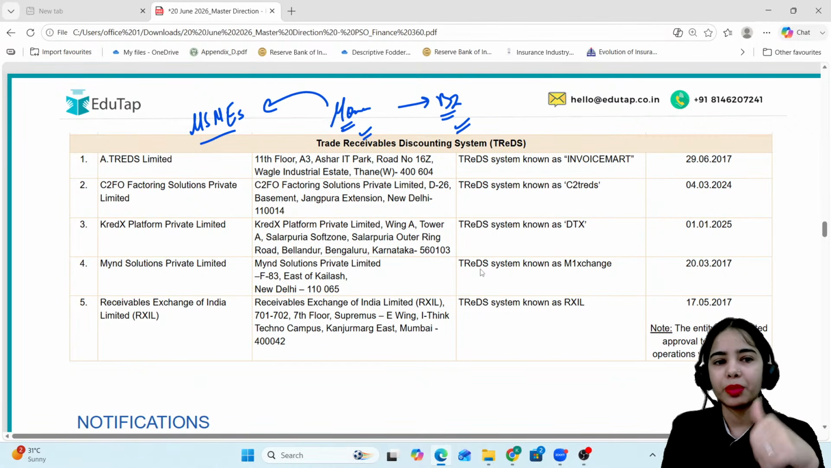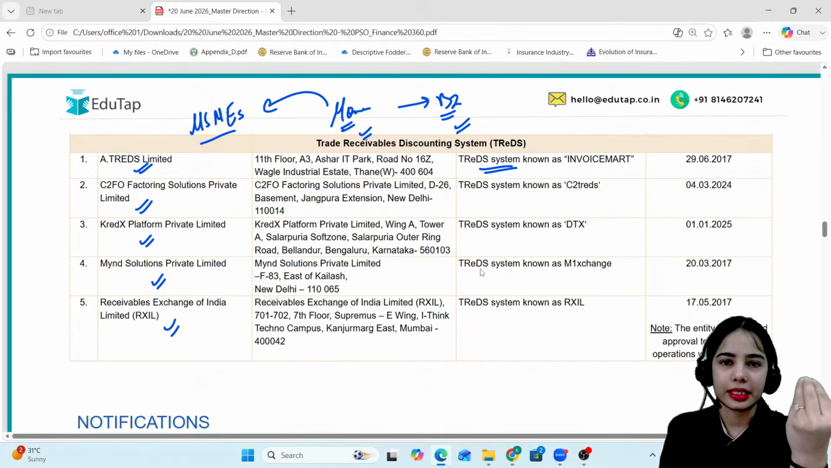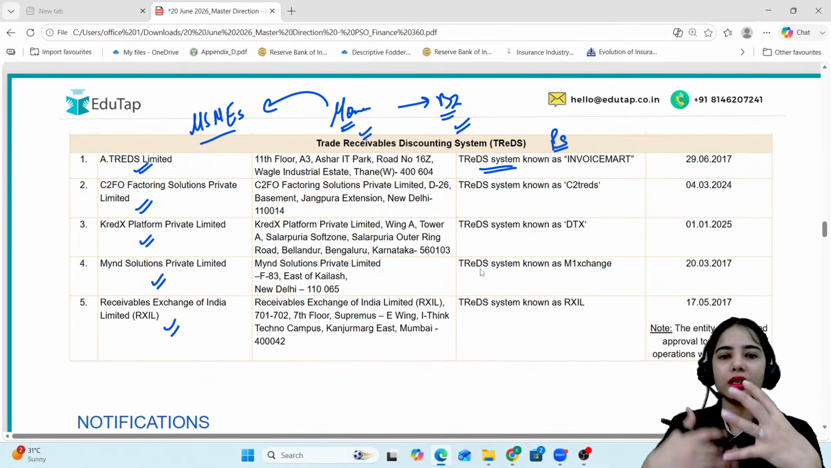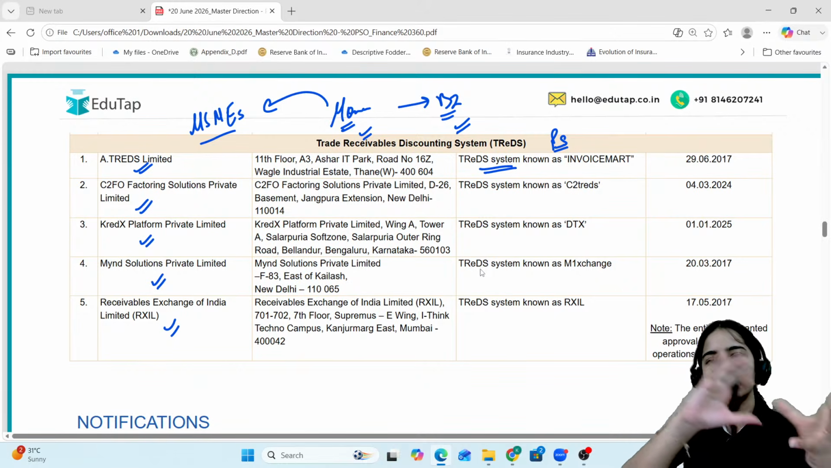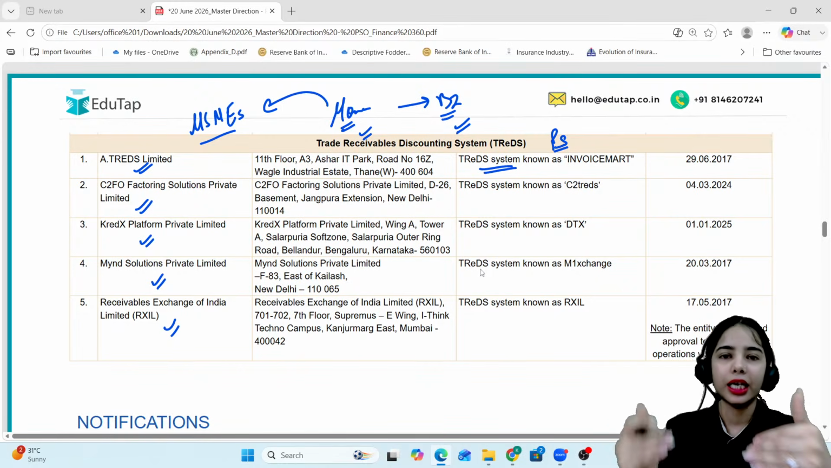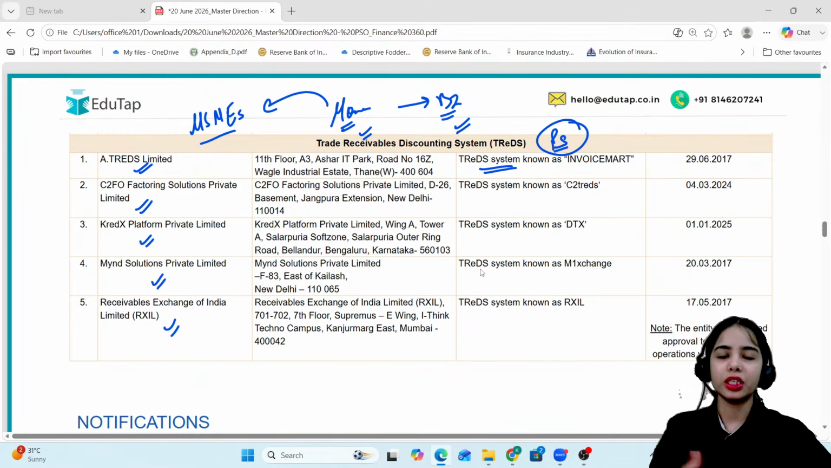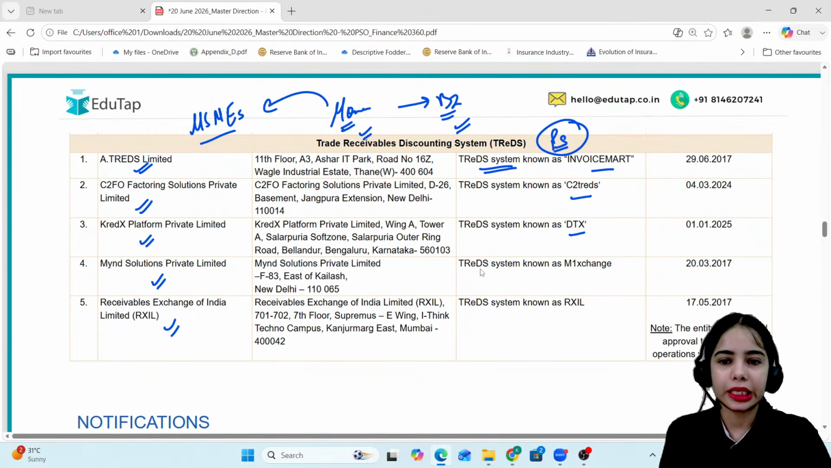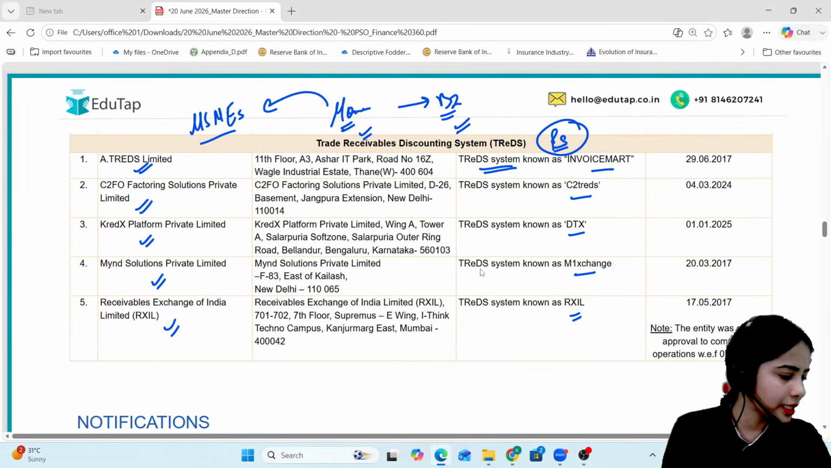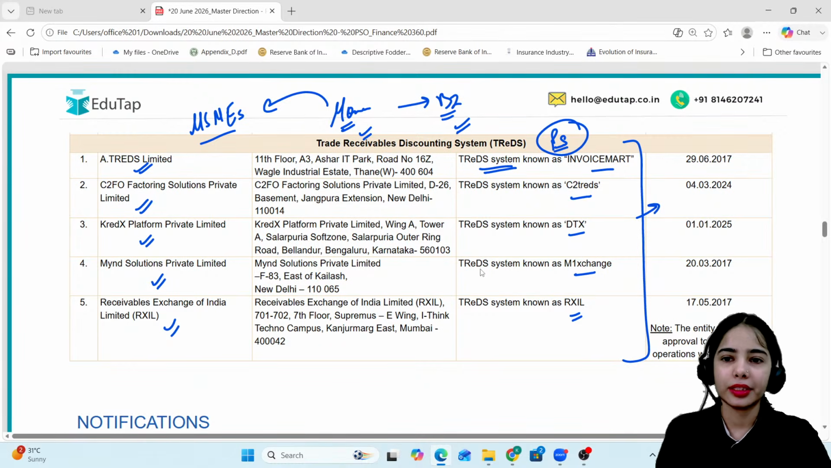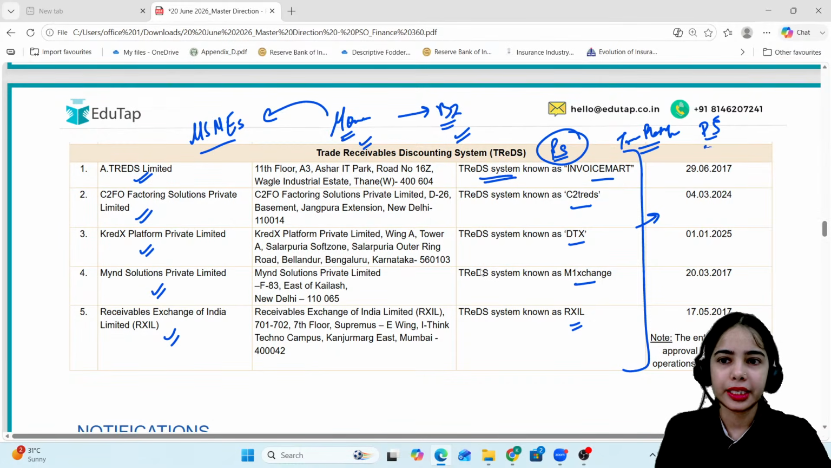So there are different trade platforms like RXIL, Mint Solutions, Credix, C2FO, A Trends that are providing the different trade systems, the payment systems, so that the MSMEs can get the money, and the MSMEs can get the funds against their bill invoices so that the payments and transactions can happen smoothly. So there is Invoice Smart, C2 Trades, DTX, M1 Exchange, RXIL, all of these are trade platforms that are providing the payment system, providing for the transactions, okay, and the authorized entities are these.